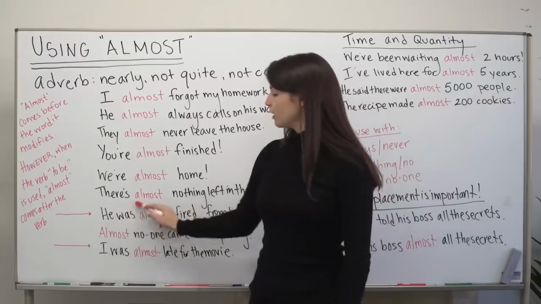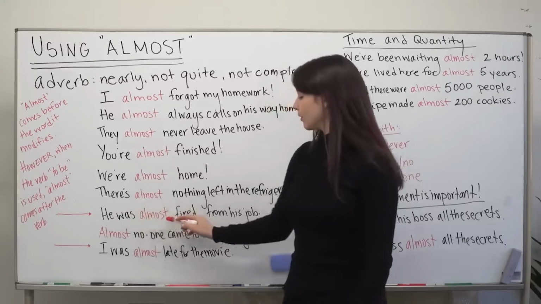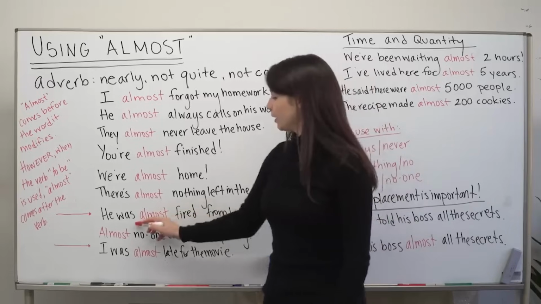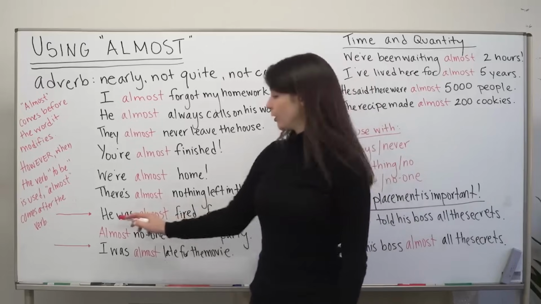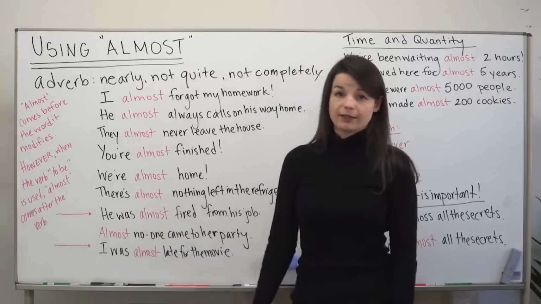Here I have, he was almost fired from his job. So here's my to be verb, in this case using was. He was almost fired from his job. So here, almost follows the verb to be. This is a slight change. I'll show you one more example sentence later.